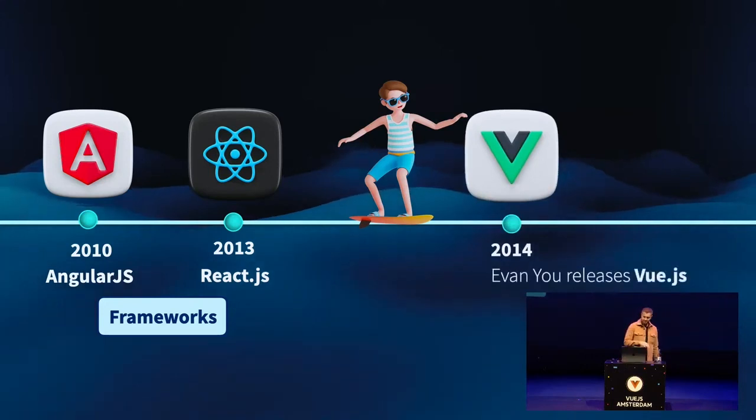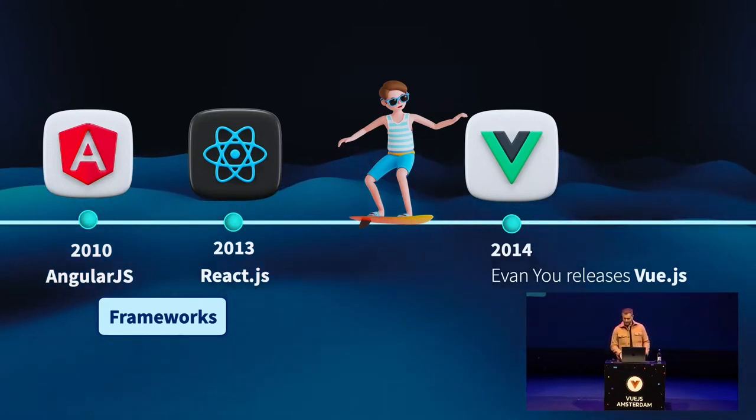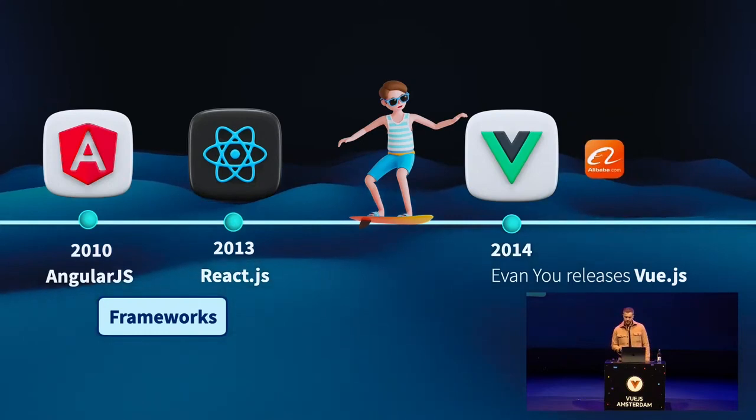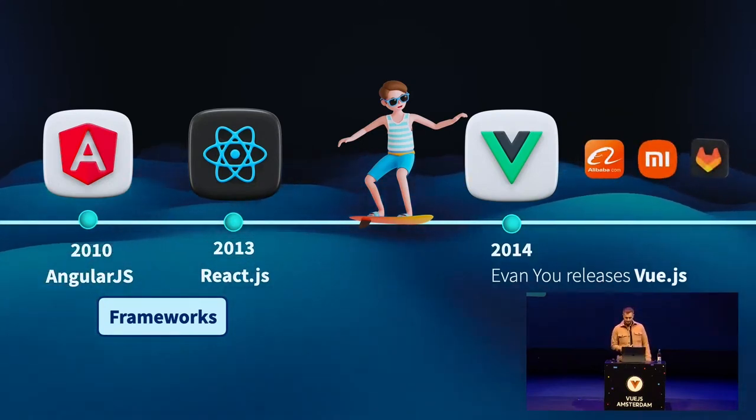And exactly 10 years ago, as of this month, February of 2014, we saw Evan You release Vue.js, which is why we are all here today. And this was rapidly adopted by its own major sites as well, like Alibaba, Xiaomi, and then later GitLab.